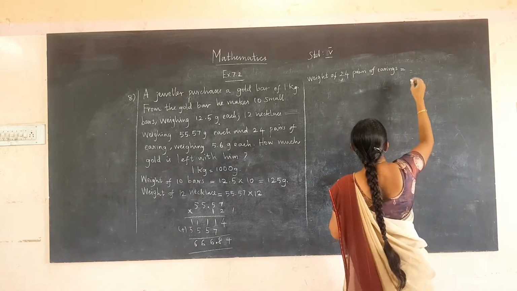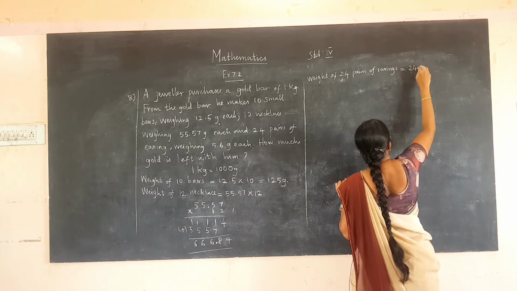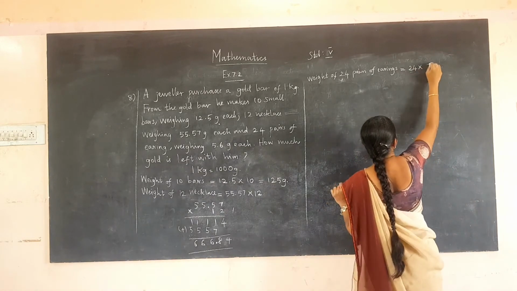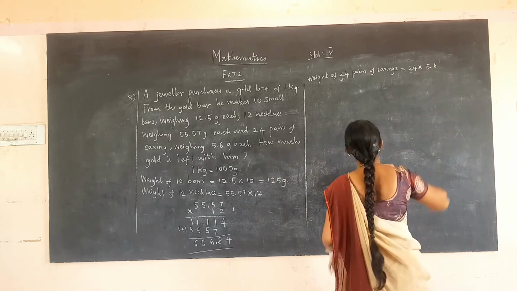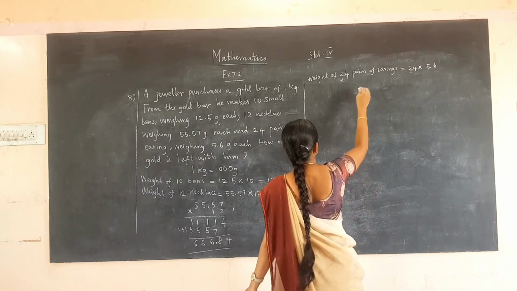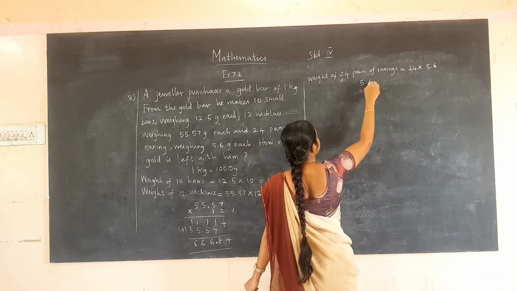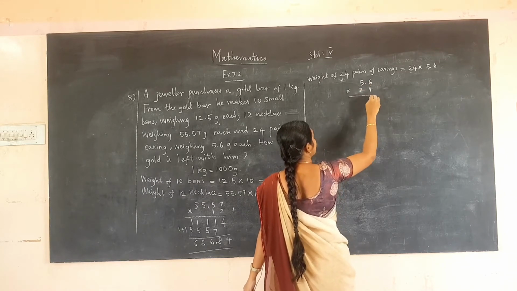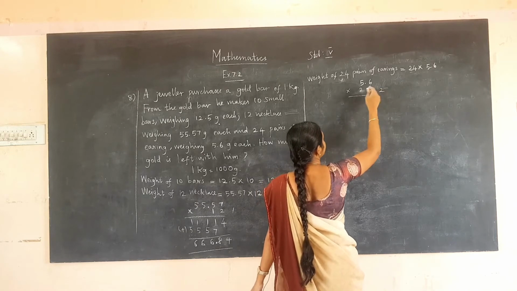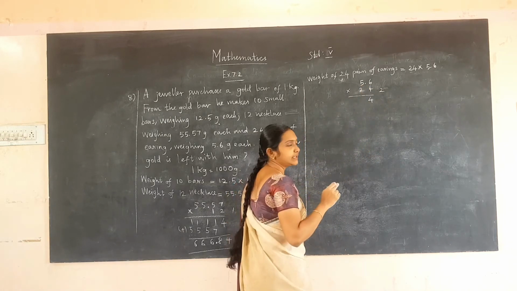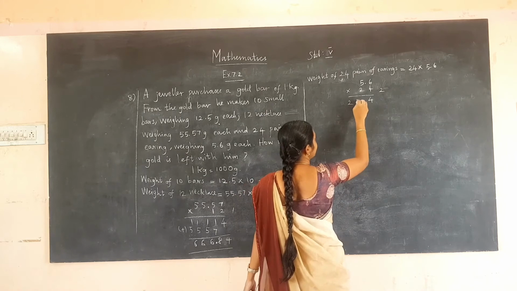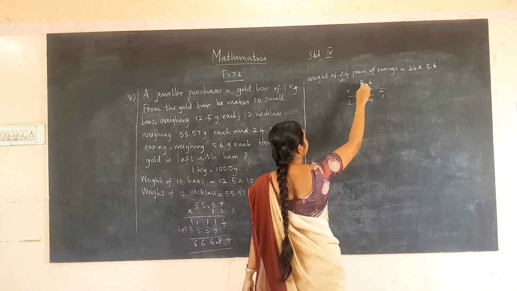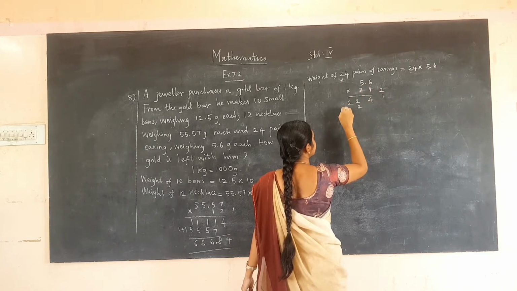So we have to multiply 24 and 5.6. 5.6 into 24. 6 fours are 24, so write 4 here and 2 is remaining. 5 fours are 20, 20 plus 2 is 22. 6 twos are 12, 1 is remaining. 5 twos are 10, 10 plus 1 is 11.